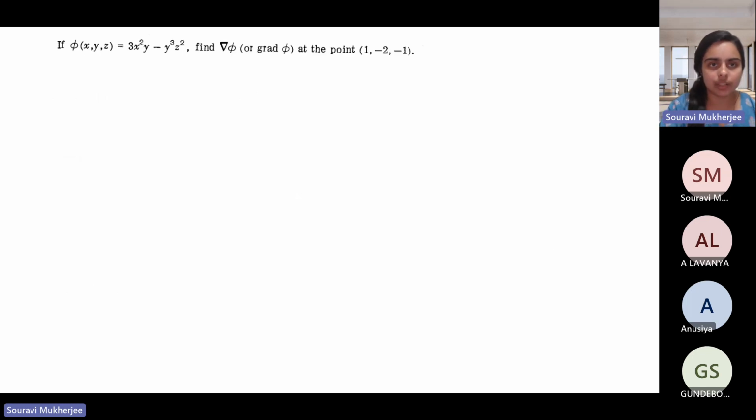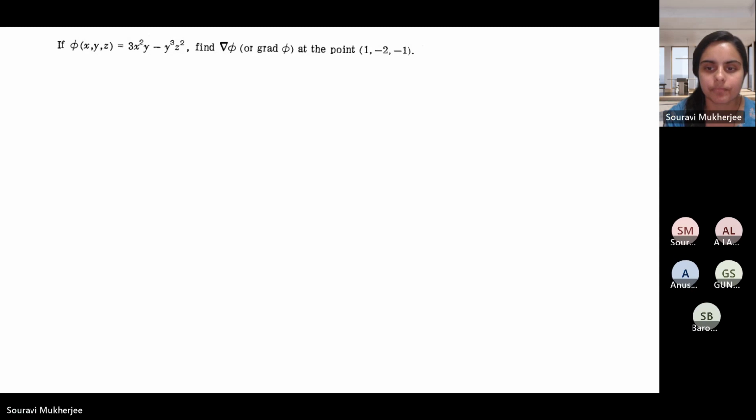Now suppose you are given this scalar quantity phi, and you want to find grad of phi at a particular point. All of you have understood gradient and how to find grad of phi, right? Can you tell me the answer for this question? I'll give you some time. Just try to solve it and tell me what the answer would be.